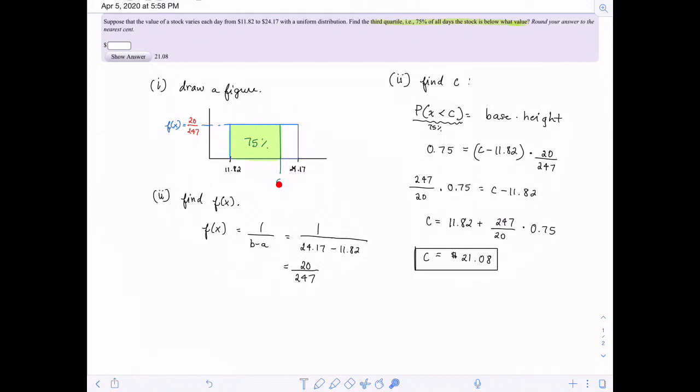So this is, given a probability, can we find these values on the x-axis? Which is a little different than the other type of problems where they give you the values on the x-axis and you're trying to find the area. So this problem was a little different, but just drawing a figure will help identify what parameter we're looking for.